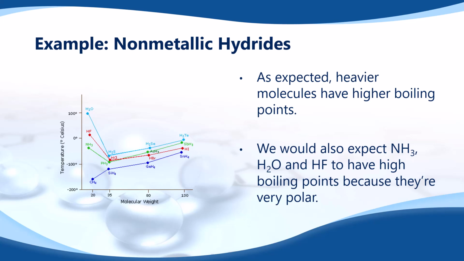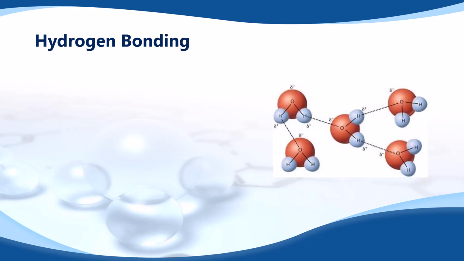But here's the question I have to ask. HF is much more polar than water is. So why does water have a higher boiling point than HF? There must be something else in play here. And the boiling point, if you notice, it's a very large difference in boiling points, about 85 degrees. The reason for this has to do with our third intermolecular force, which is hydrogen bonding.